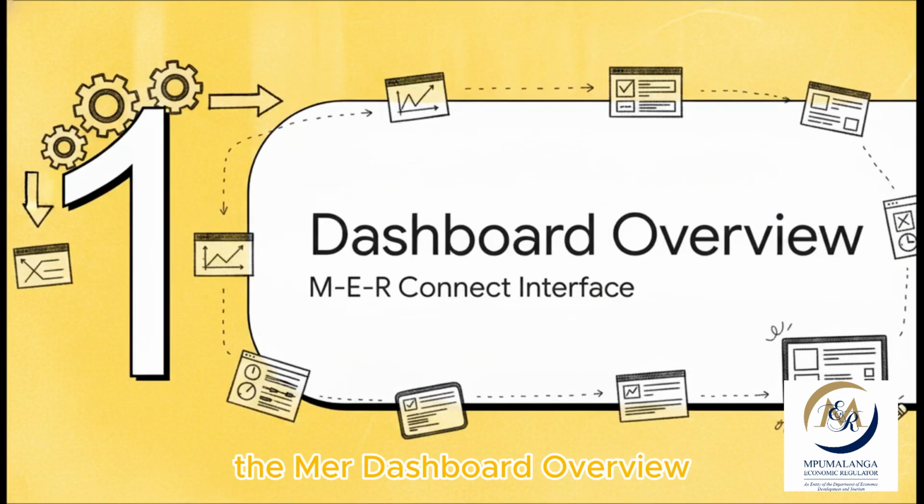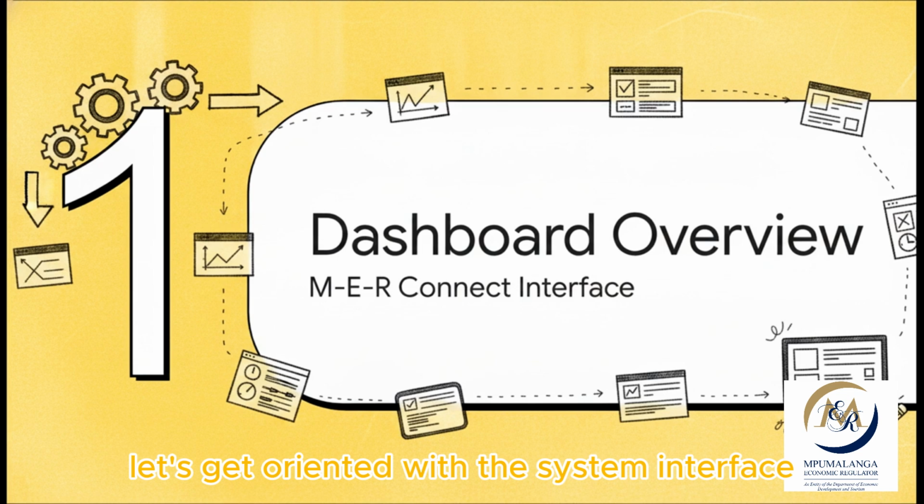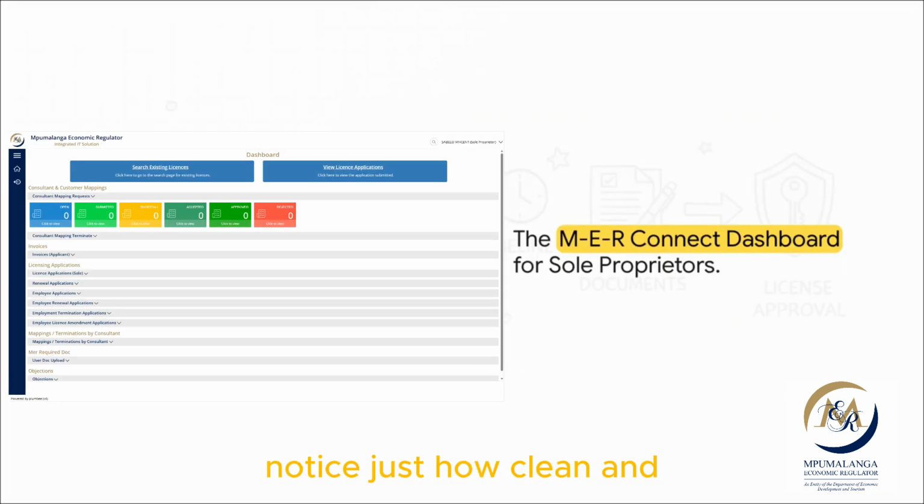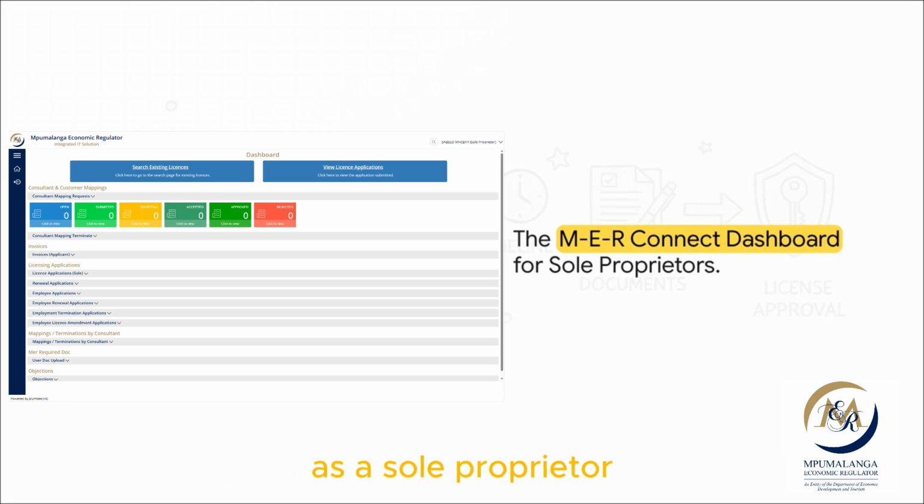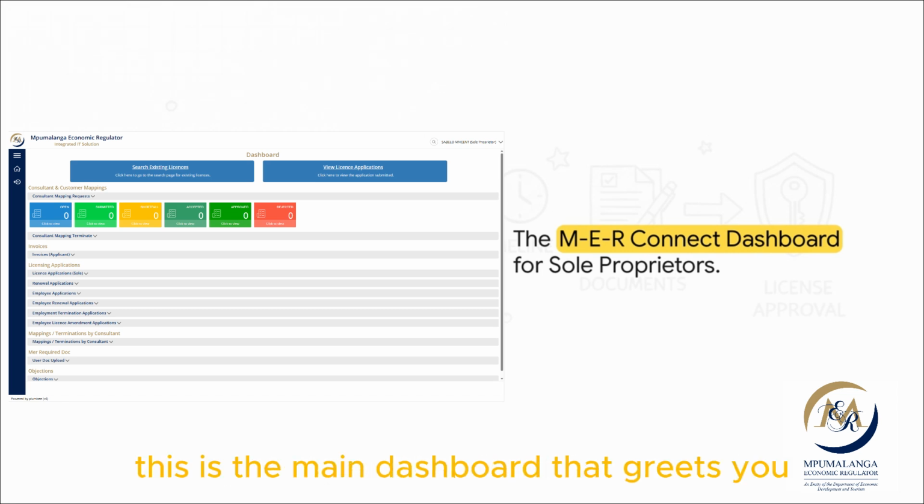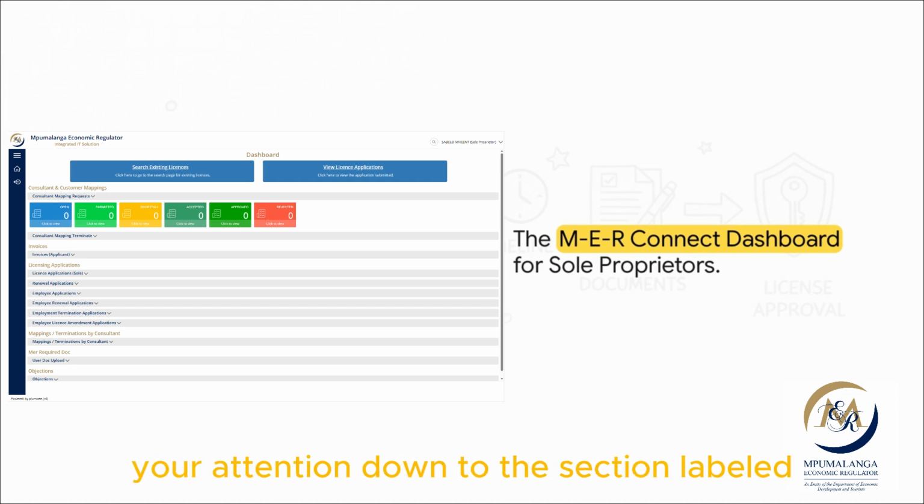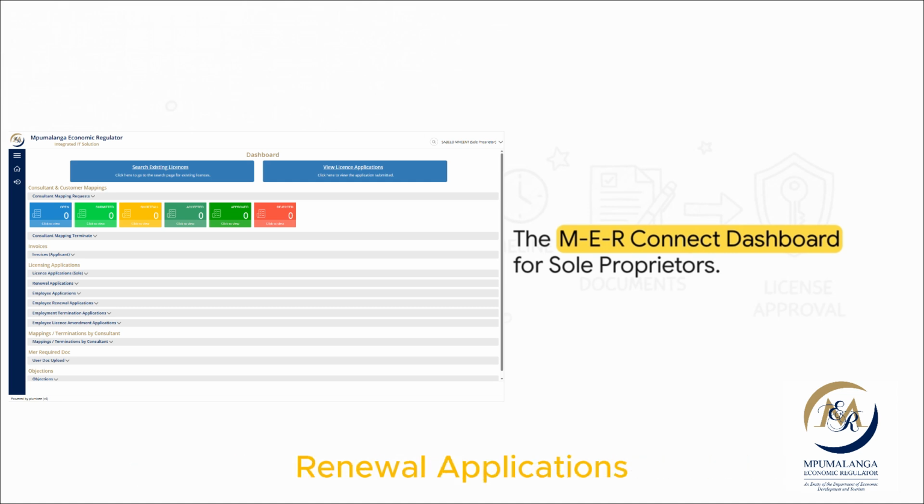Section 1, the MER dashboard overview. Let's get oriented with the system interface. Notice just how clean and centralized this interface really is. When you log into the MER Connect system as a sole proprietor, this is the main dashboard that greets you. Now, I want to draw your attention down to the section labeled Renewal Applications, right there in the middle of the screen. Think of this as your command center for keeping your business compliant.